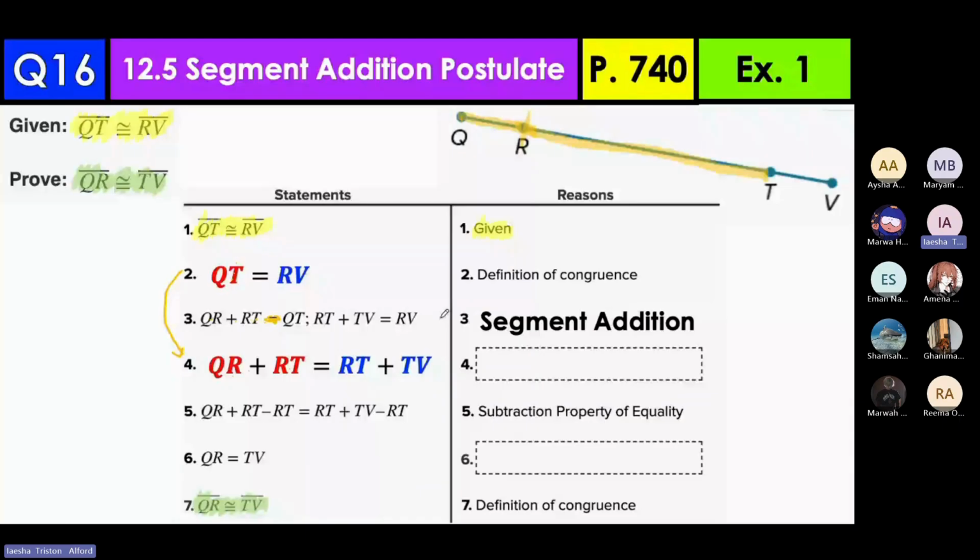Same thing about RV. In line number 3, they tell us RV is equal to RT plus TV. So that means I can delete RV and I can write the thing it is equal to, which is this one. So I can delete this one, put this in the place. Delete QT, put this in the place. What happens when we replace something? We delete it and we replace it. It has a vocabulary word. Substitution. So you put substitution.